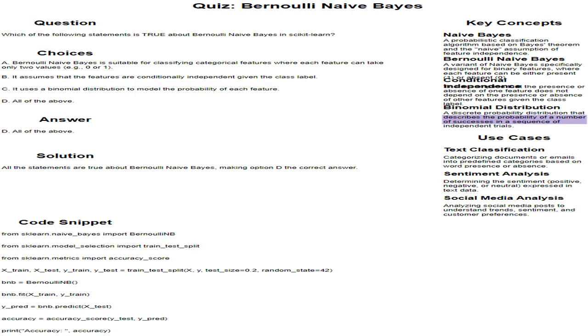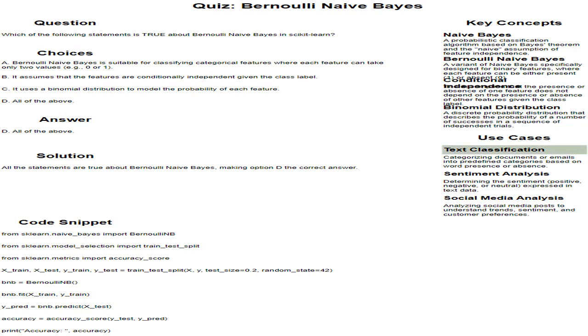A discrete probability distribution that describes the probability of a number of successes in a sequence of independent trials. The binomial distribution is used in Bernoulli naive Bayes to model the probability of observing a specific number of successes (presence of a feature) in a fixed number of trials (features). It helps to calculate the likelihood of observing a feature being present or absent given the class label.